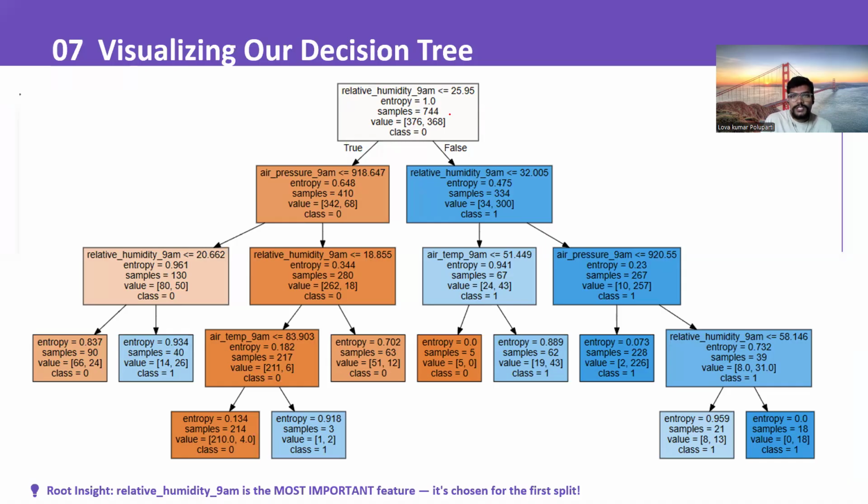First we take the complete data set here, and first it will take relative humidity at 9 a.m. as the feature at the top. After putting in the complete data set, this is the root node, or the parent node.